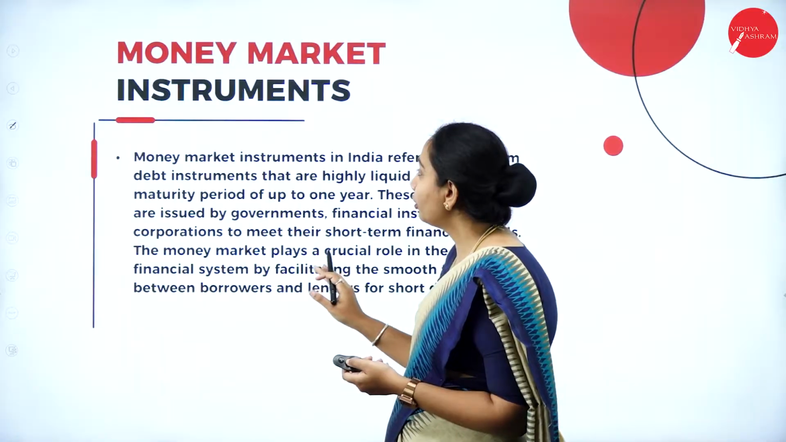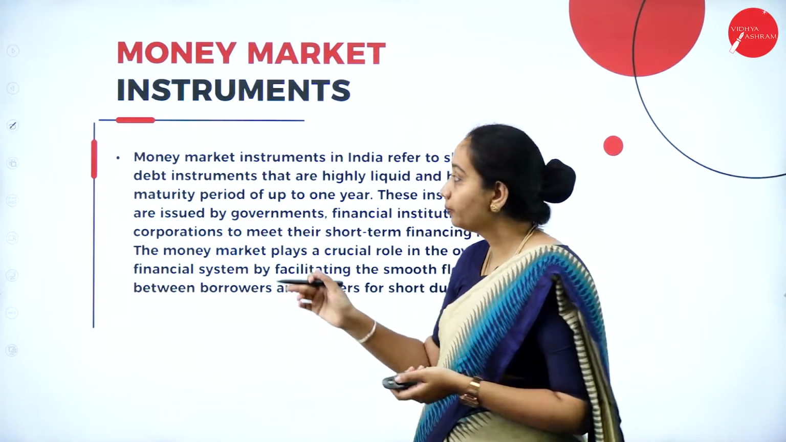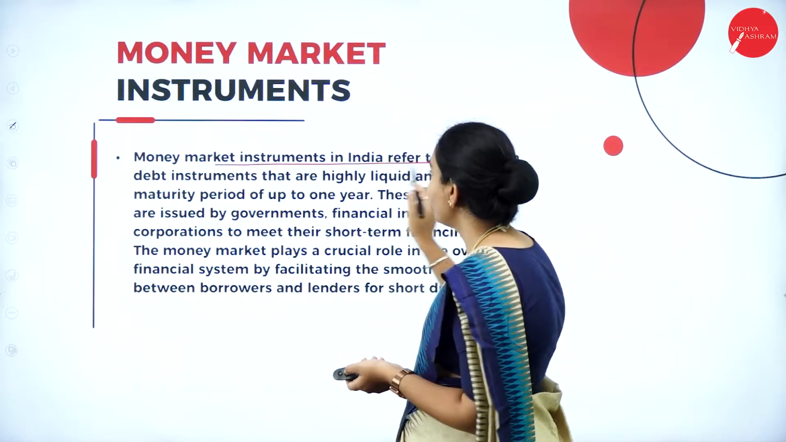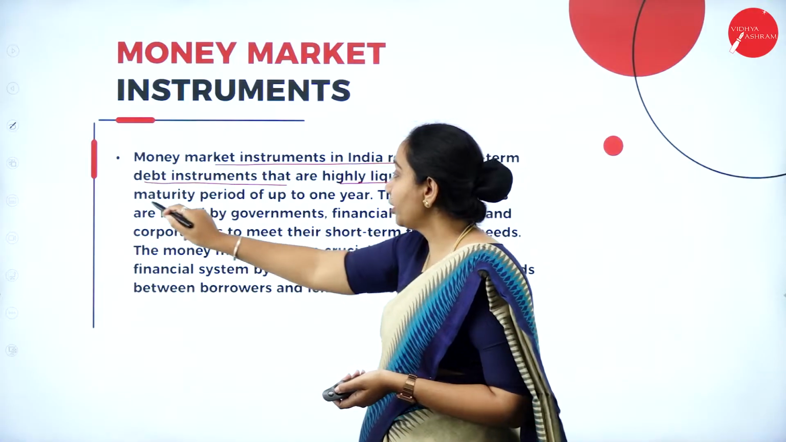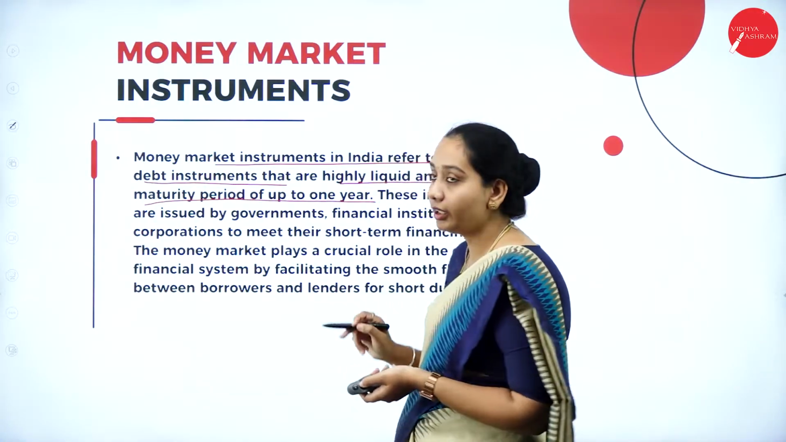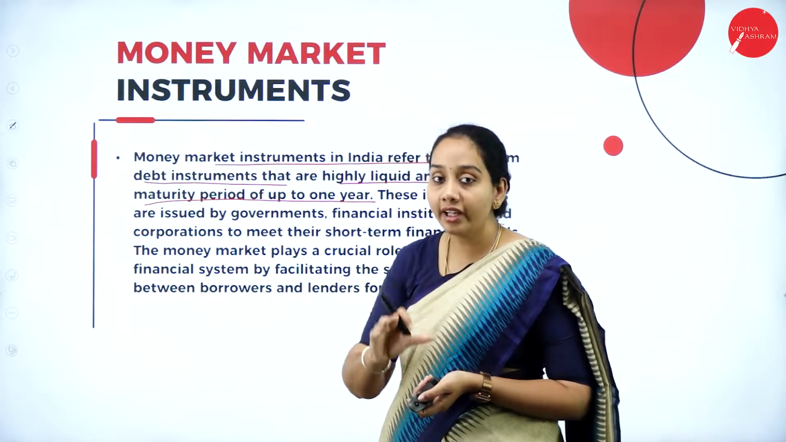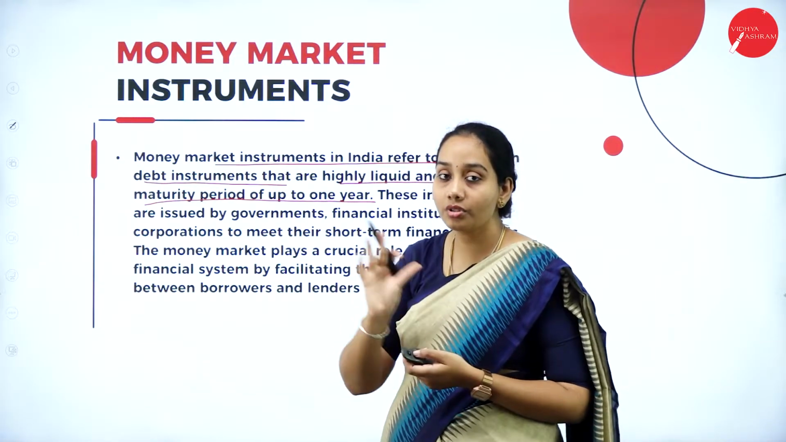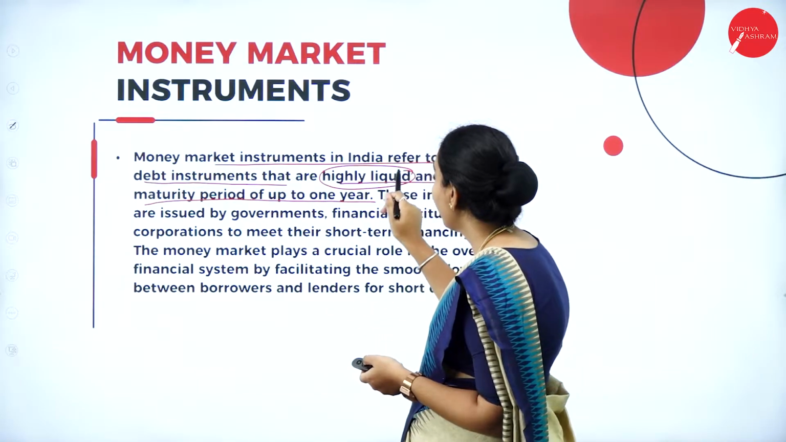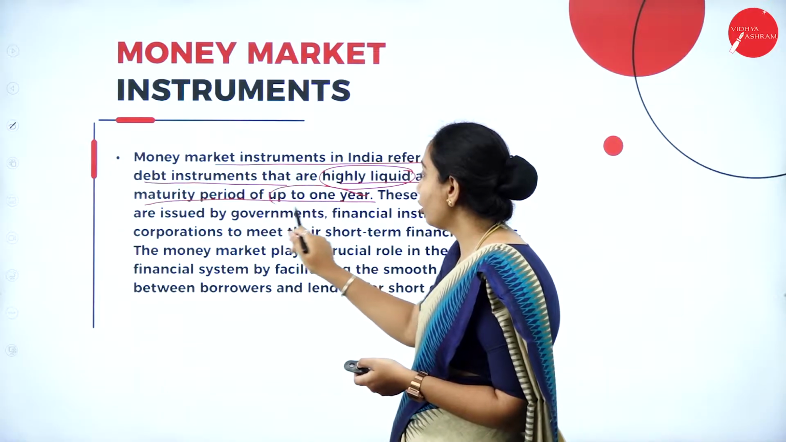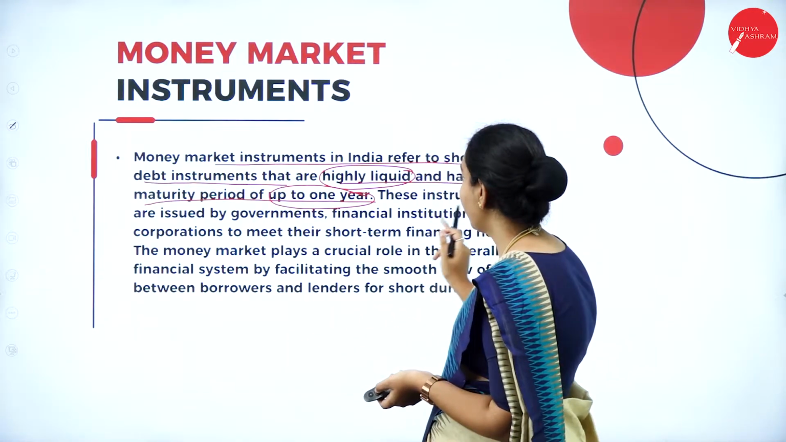Next we'll move on to money market instruments. We'll see what the basic meaning of it is. Money market instruments in India refer to short-term debt instruments that are highly liquid and have a maturity period of up to 1 year. So money market instruments are short-term debt instruments introduced in India, highly liquid, with a maturity period of only up to 1 year. Okay, so those are called money market instruments.